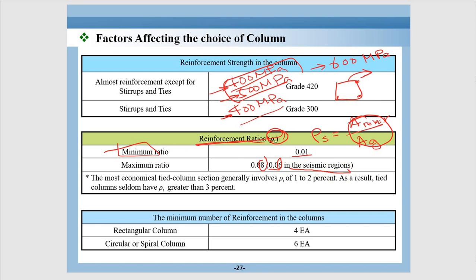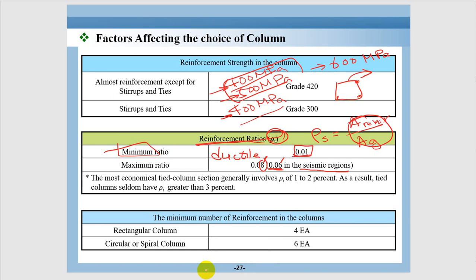Why is that? If you have too many rebars, then it may not be very ductile, because the rebar cannot yield when you have too many rebars. So for seismic regions, in order to design ductile columns, we may limit the rebar ratio to 6%. But in non-seismic areas, we can go to 8%. But the minimum ratio in both cases, seismic and non-seismic, is 1%.